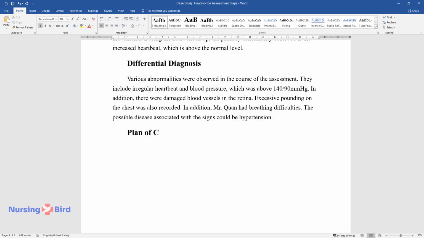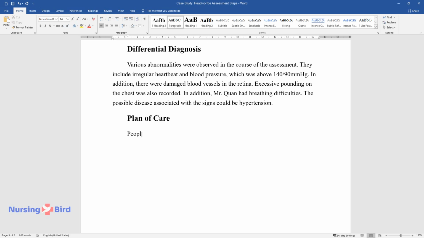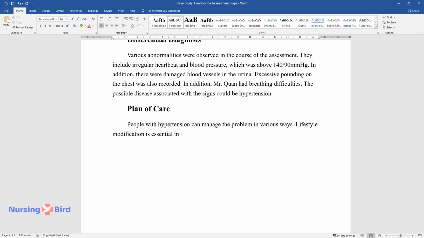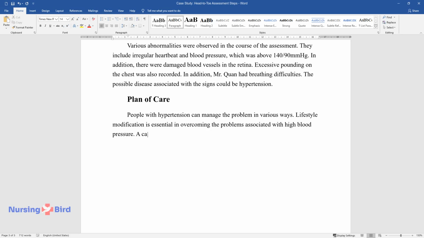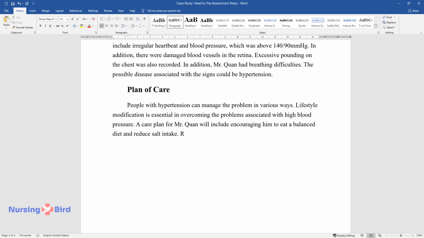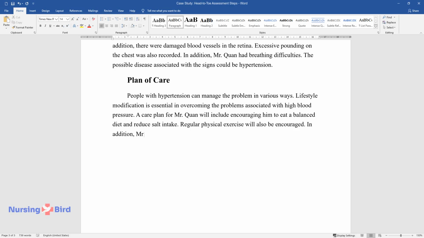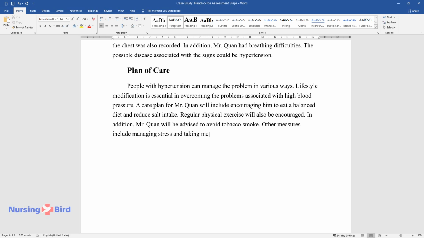Plan of care. People with hypertension can manage the problem in various ways. Lifestyle modification is essential in overcoming the problems associated with high blood pressure. A care plan for Mr. Kwan will include encouraging him to eat a balanced diet and reduce salt intake. Regular physical exercise will also be encouraged. In addition, Mr. Kwan will be advised to avoid tobacco smoke. Other measures include managing stress and taking medications as prescribed.